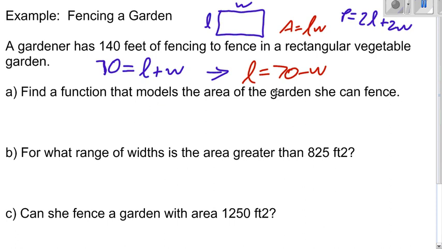And we're going to model area, which is length times width. So area equals length times width. Length is 70 minus W. And the width we just continue to call W. So there's our function. Area is a function of width.